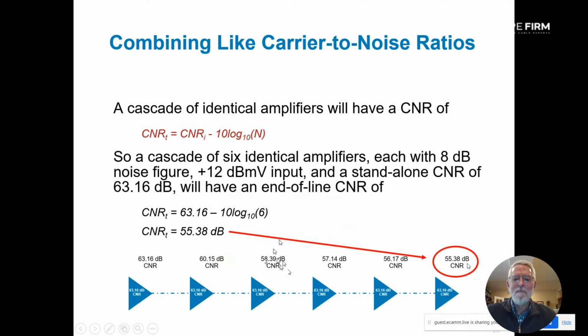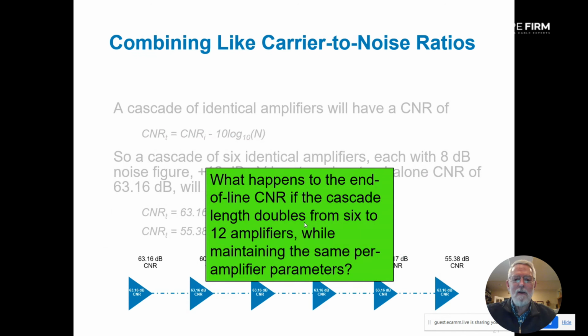So if you cut the cascade down to 3 after the node, you'd have 58 instead of 55. Of course, you'd have to take into account your carrier to noise ratio coming out of the node and so on and do a power addition. But that's coming up on how we calculate carrier to noise ratio when we've got different numbers and they're not all the same like these are.